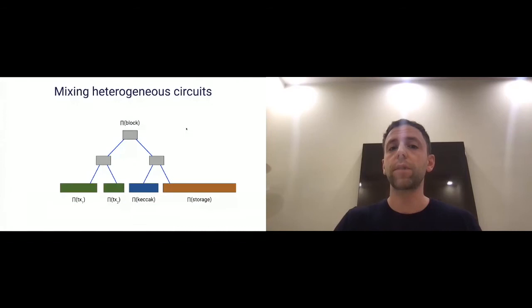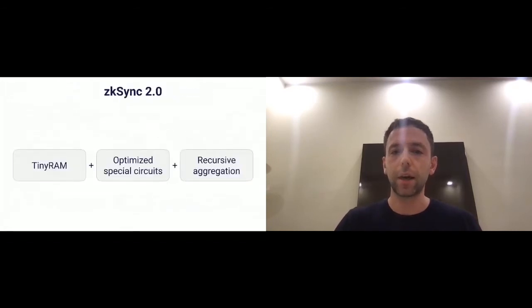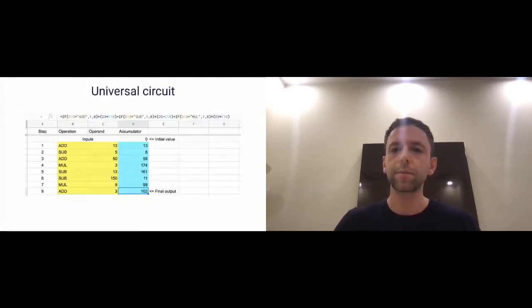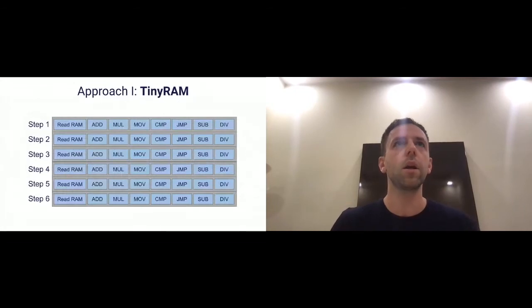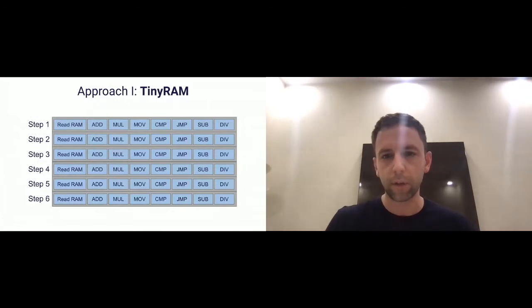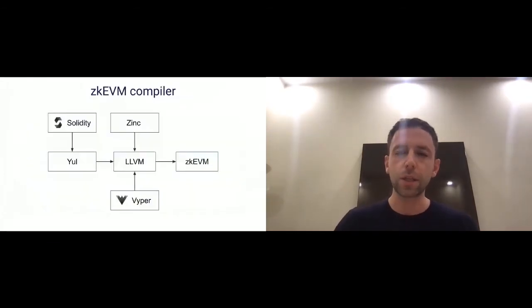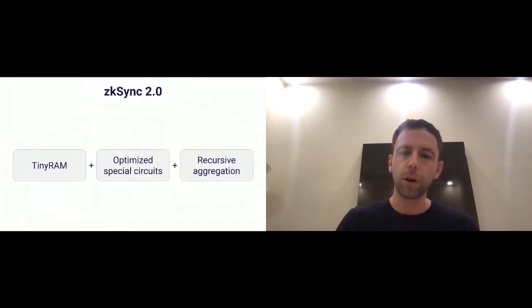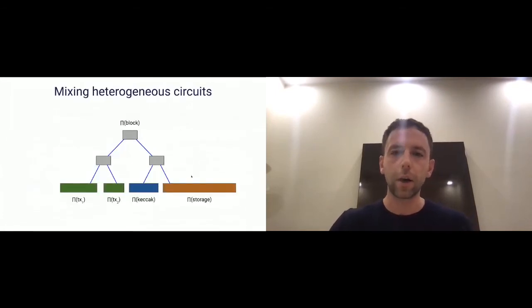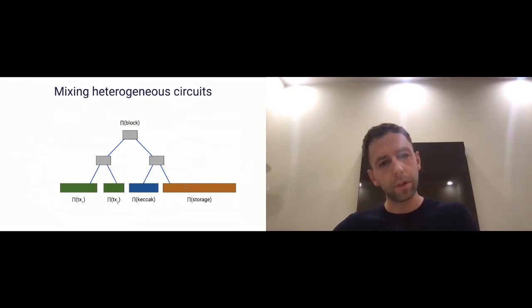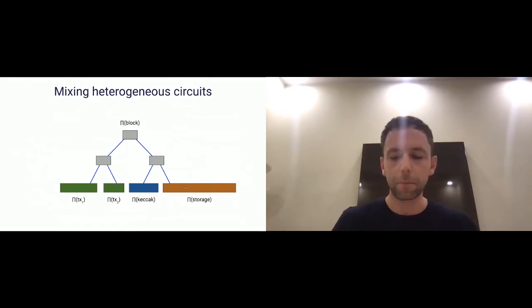The disadvantage of this approach is that it's quite expensive. For each computational step, we have roughly 1,000x overhead. So we cannot implement very efficient operations. We need to separate heavy operations and combine them recursively with different circuits. And we do it in zkSync 2.0, where all the smart contracts are going to be compiled.